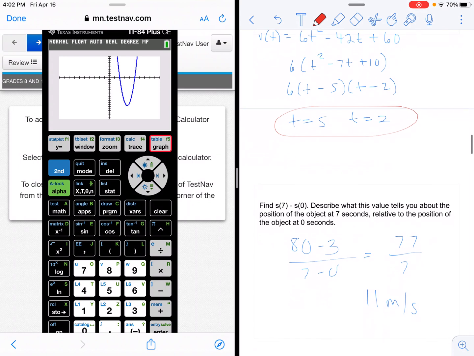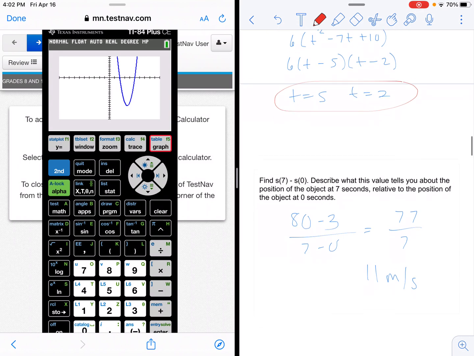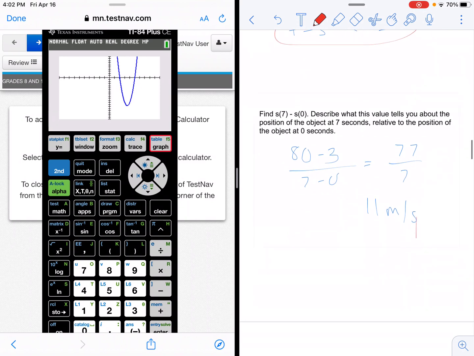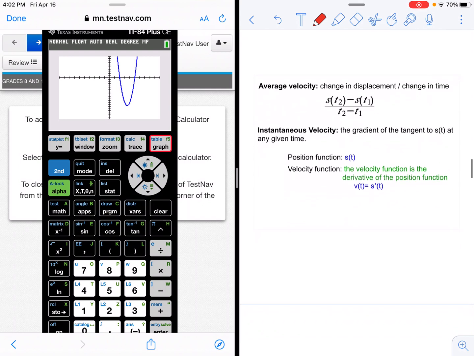Okay. We said we could find the average velocity between 0 and 7 by the slope. So we're going to move on. Here is the average velocity. So it's the change in position, or the change in displacement over change in time. And then the instantaneous velocity function is the derivative of your position function.